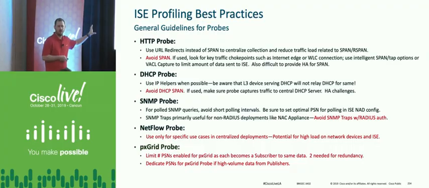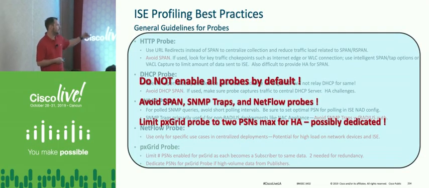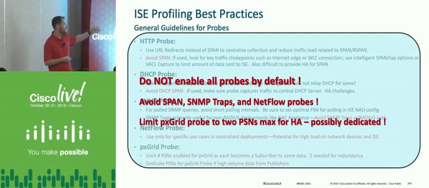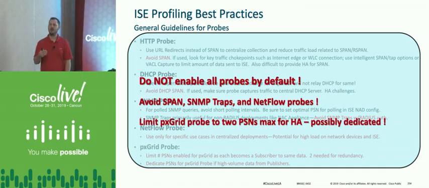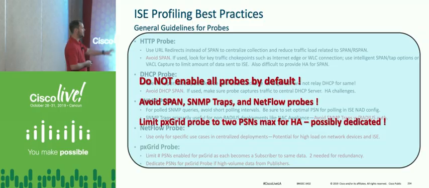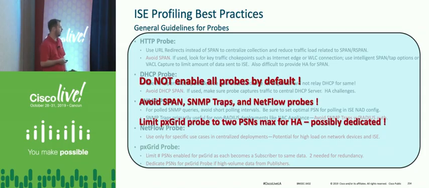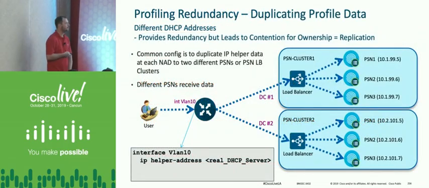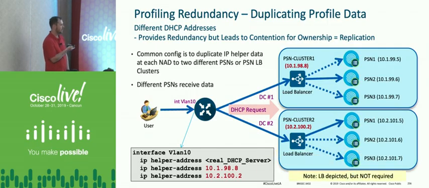From a probe point of view, there are a ton of best practices out there. Just to summarize, don't enable it unless you're using it. Avoid SPAN, SNMP traps, and NetFlow probes unless you have a real reason to use those probes. And then limiting the pxGrid probe to 2 PSNs max is another highly recommended thing. If you're not thinking about the replication and how you're sending data correctly, you should be.